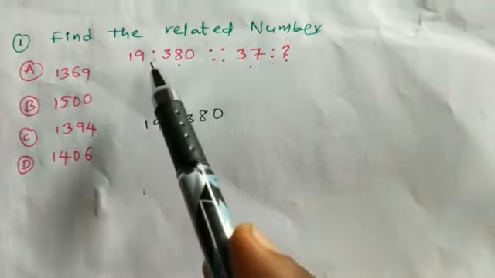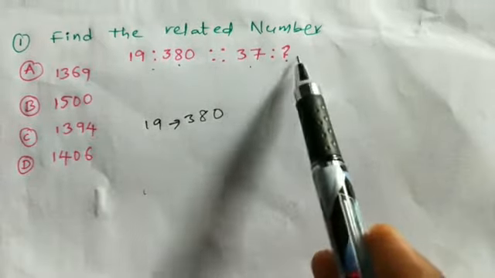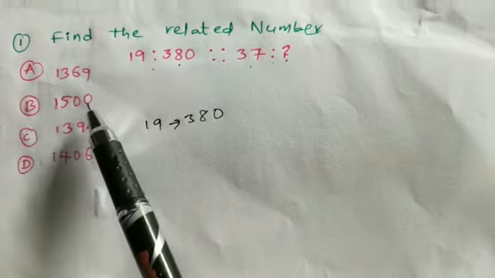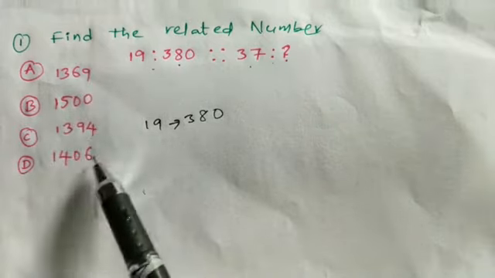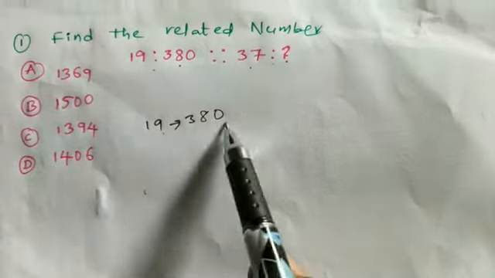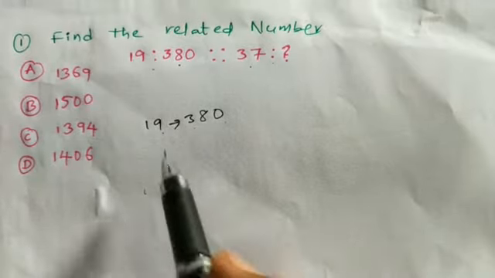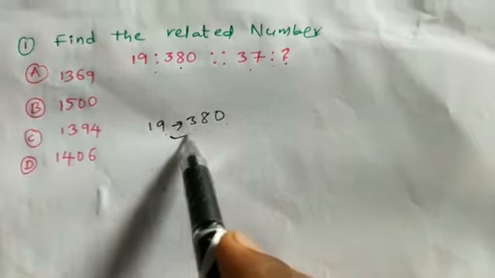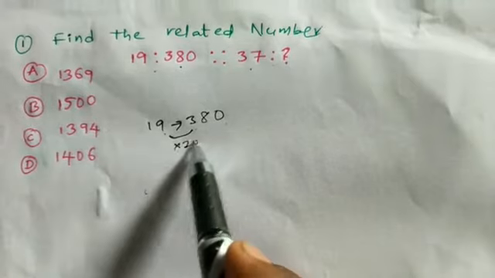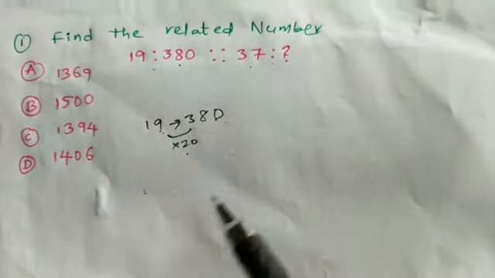Find the related number. Here 19 is related to 380. In the same way, 37 is related to which number? And the options are 1369, 1500, 1394, 1406. So if you go here, 19 is related to 380. Students, if you see here, 19 to 38, is it or not? If you multiply with 20, how much we are getting? 19 20s, we are getting 380.